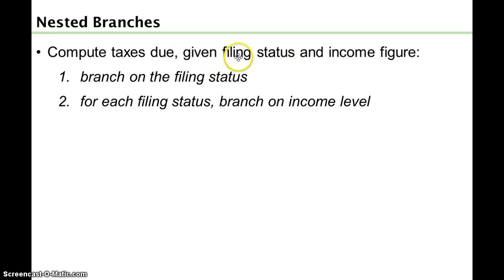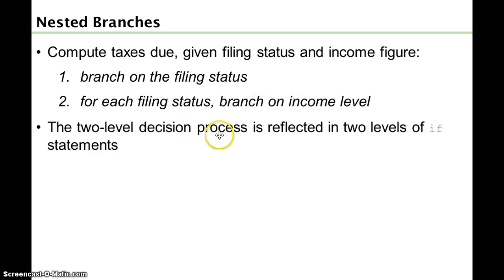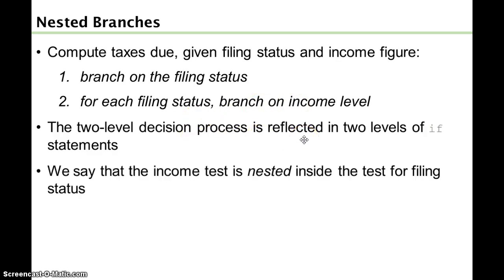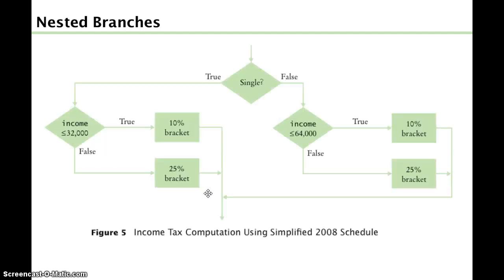So are you married or single? Is the filing status and income, do you make 32,000 or higher if you're single? Do you make 64,000 or higher if you are married? So you need a branch on the filing status, and you need a branch for each filing status, a branch on the income level. The two-level decision process is reflected in two levels of if statements. We said the income test is nested inside the test for filing status.